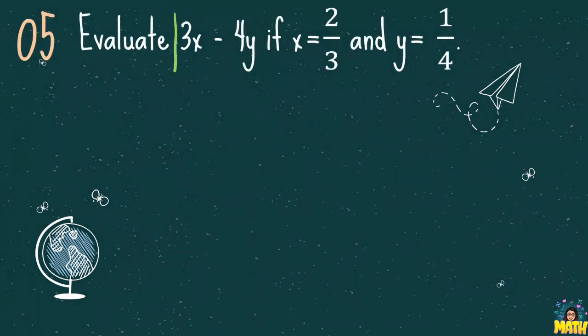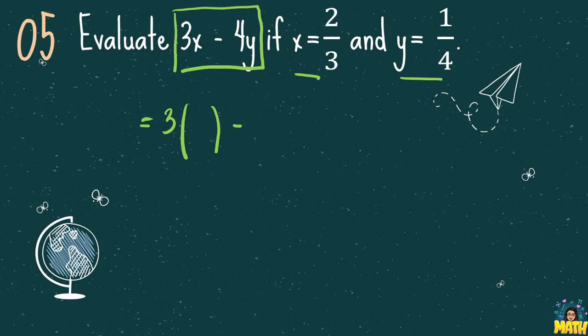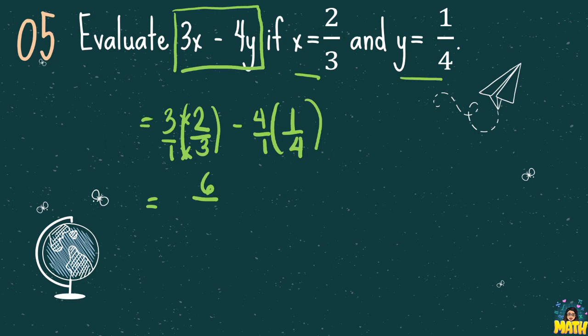And number 5, let's evaluate 3x minus 4y if x is 2/3 and y is 1/4. Let us just substitute the given value of each variable to the algebraic expression where x is 2/3 and y is 1/4. Here, we have a whole number multiplied to a fraction. Pwede natin tong gawing fraction by having 1 as the denominator and then multiply the numerator to the numerator over denominator times denominator. So 3 times 2, 6, 1 times 3, 3. 4 times 1, 4, over 1 times 4, that's 4.